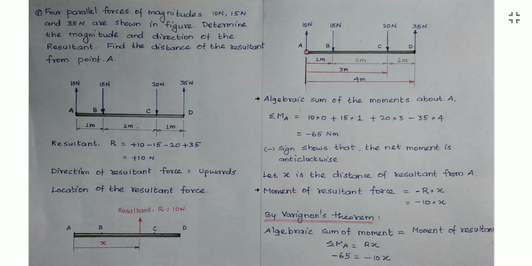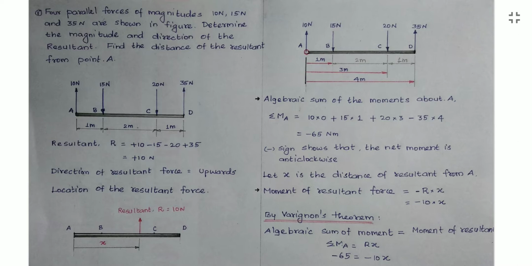The figure is given in the question: 10 Newton, 15 Newton, 20 Newton and 35 Newton. They are asking us to determine the magnitude and direction of the resultant, and find the distance of the resultant from point A. So we need to locate the resultant also.